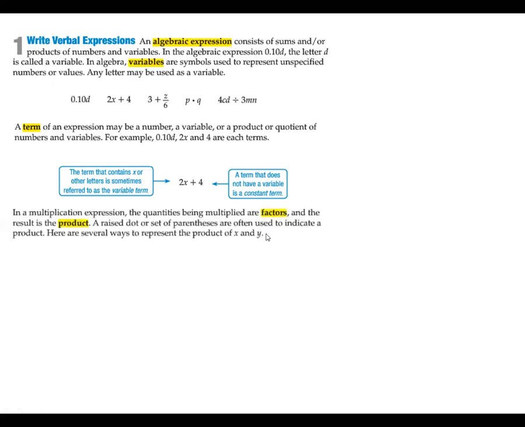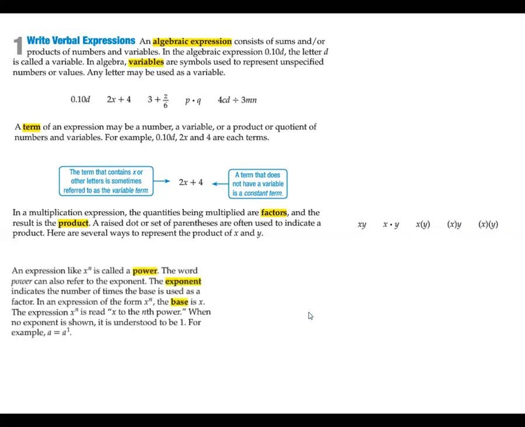In a multiplication expression, the quantities being multiplied are factors. For example, in p times q, p is a factor and q is a factor, and the result is a product. So think of product as being the answer to a multiplication problem. A raised dot, like in the p dot q right here, or parentheses are often used to indicate a product. And here are several ways to represent the product of x and y. You could have x, y smack up against each other, x times y with the dot in between, xy with the parentheses around the y or around the x or around the x and y. All of those represent x times y.